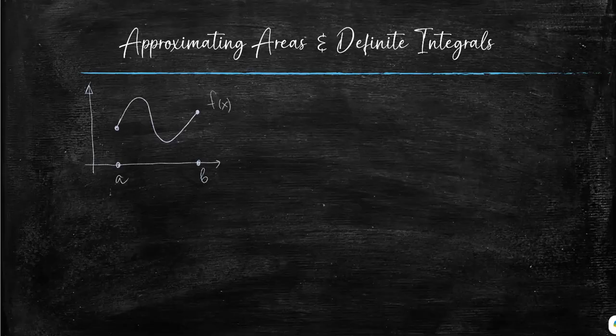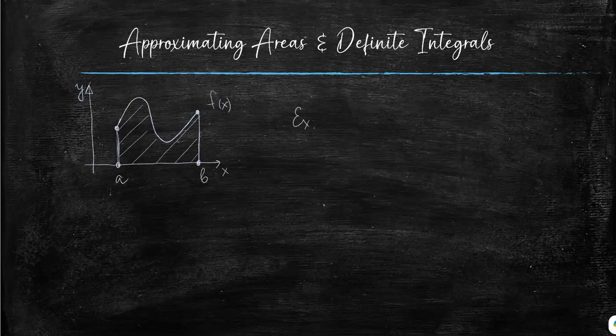We also assume that we are working on some closed interval from a to b, and the task is to find the area enclosed by the graph of this function and the x-axis on the interval from a to b. So this shaded region is what we are interested in finding. And it is pretty obvious that some functions are much easier to find the area under than others.